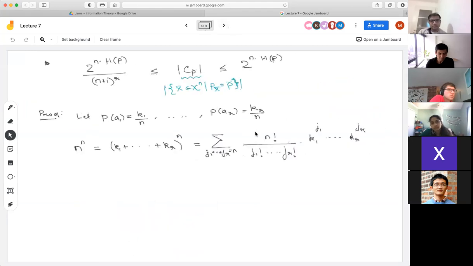All right. We will need to do some form of counting to prove these bounds. And one of the basic estimates we will need is just the size of a type class. So how many sequences x bar are there such that their type is equal to some distribution P? P is again an empirical distribution.